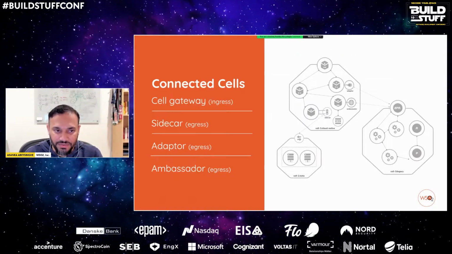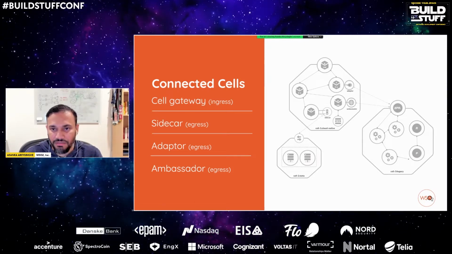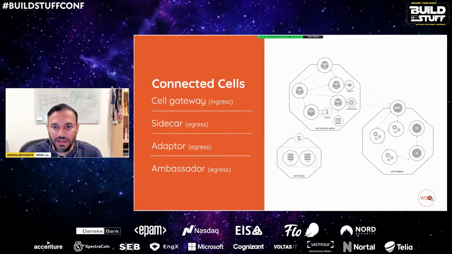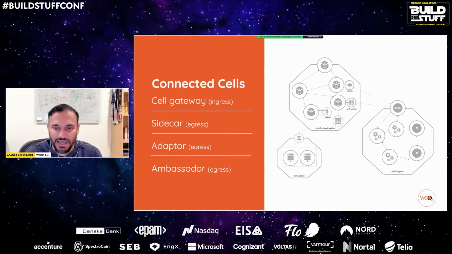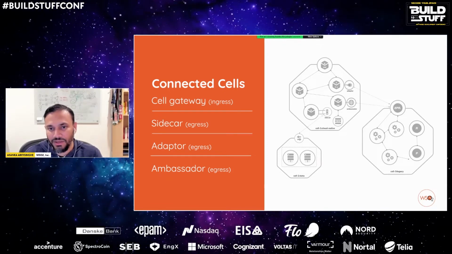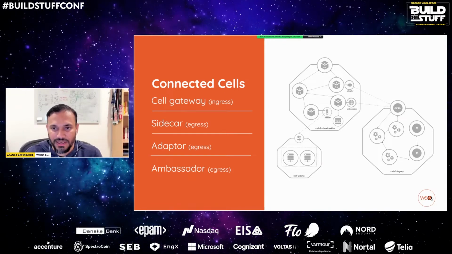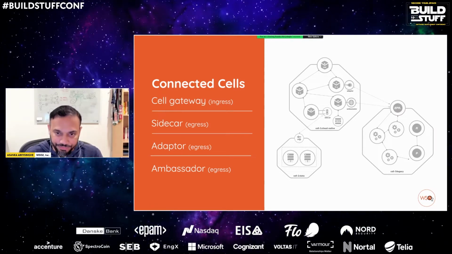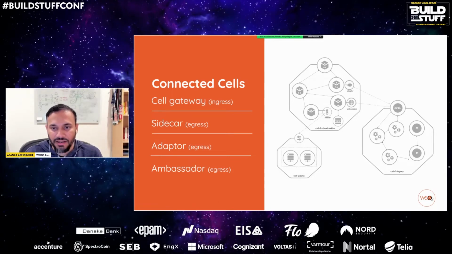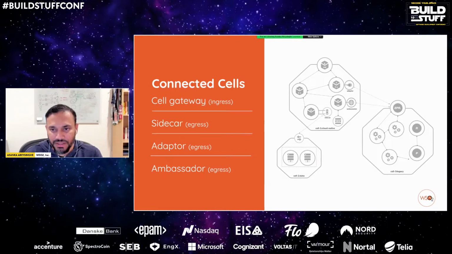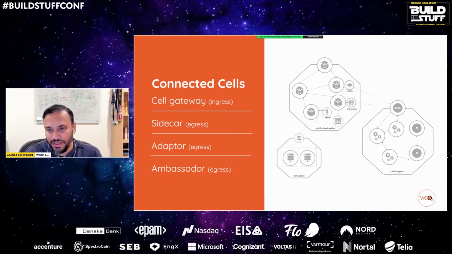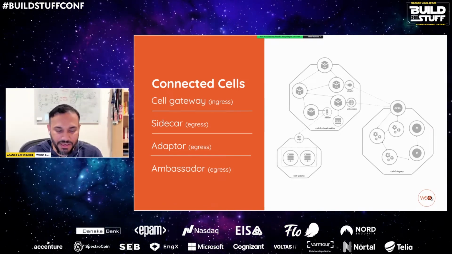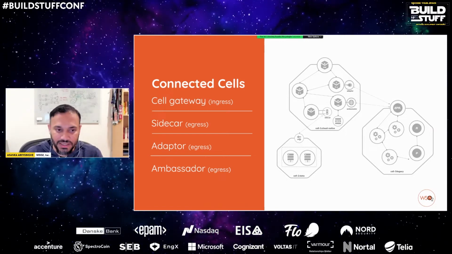And on the connectivity of the cells, any ingress call coming to a cell should hit the gateway. That is the only way you can communicate with the components inside the cell; you can't directly communicate with the components inside the cell. So the cell gateway acts as the gatekeeper. And the egress calls can go outside from a component and hit the gateway of a different cell. So you can use patterns like sidecar, adapter, and ambassador to facilitate the egress call.